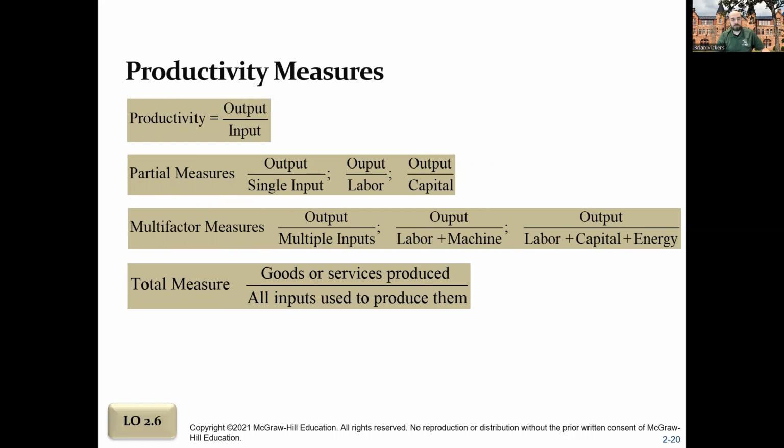And you can measure single parts of productivity. So output divided by a single input, for example output divided by labor, or output divided by how much capital you've invested into that much output. You could also measure based on several factors, so output divided by multiple inputs. This could be output divided by labor plus machine cost, or output divided by labor plus capital plus energy costs, right? So you can add multiple factors into the productivity measurement. For example, a total measurement would be how many goods you produced divided by all inputs used to produce that amount of goods.